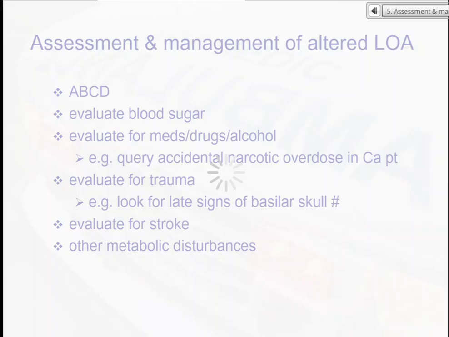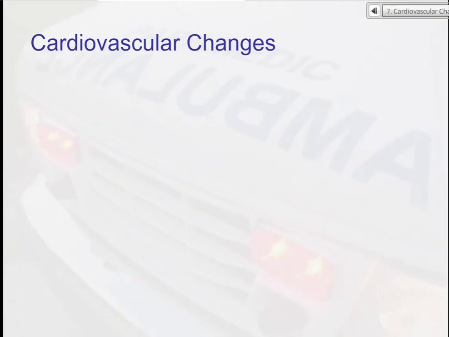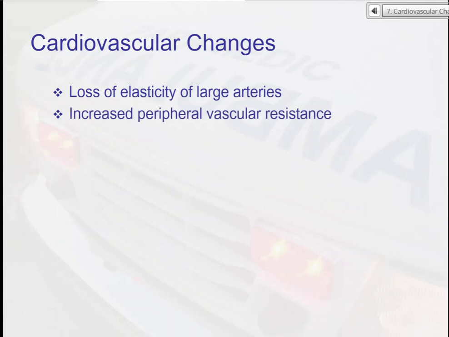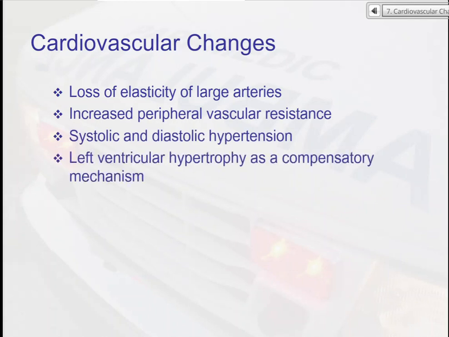So we want to evaluate for stroke and other metabolic disturbances. In terms of the cardiovascular system, there are going to be changes in the elasticity of the large arteries, which means there's going to be increased peripheral vascular resistance in most of the elderly, with systolic and diastolic hypertension. As a response to chronic systemic hypertension, the left ventricle starts to enlarge or hypertrophy, and eventually it begins to fail. Initially that's a compensatory response, but eventually it begins to fail.